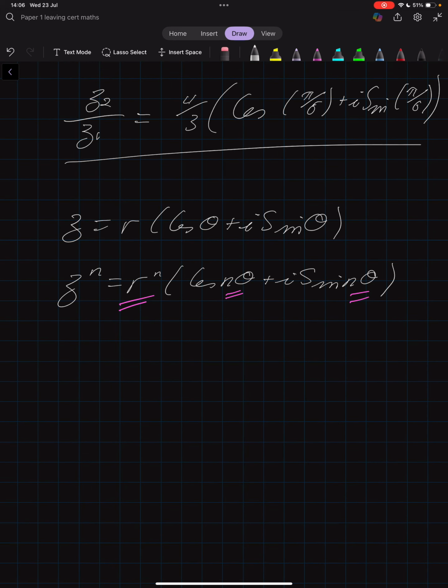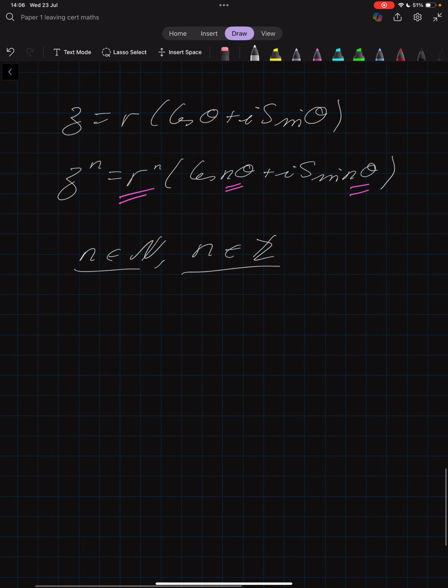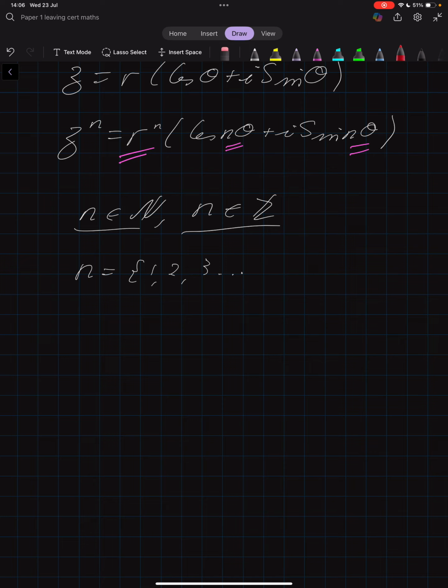I'm going to prove this for all n that is an element of the natural numbers. But this is true for n an element of the integers. You can be asked to prove it. I don't think the proof for all whole numbers has ever come up. I think this may have come up. So it is one thing that it might be handy to just go through once, okay? So again, it's true for n an element of the natural numbers, so n is 1, 2, 3, and so on.